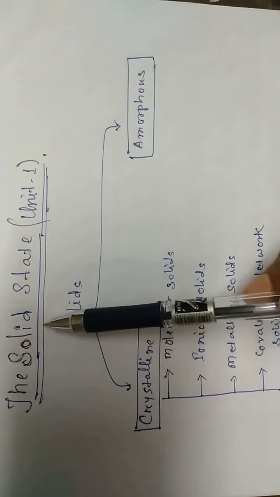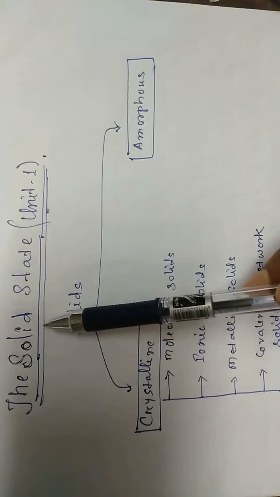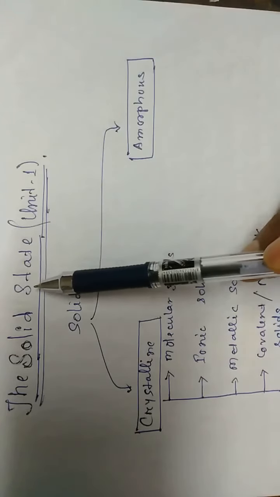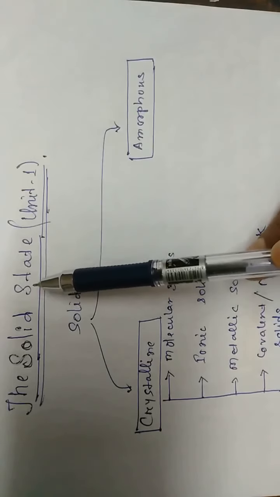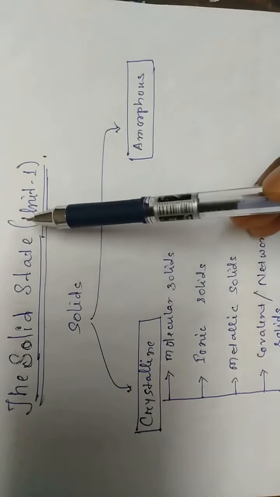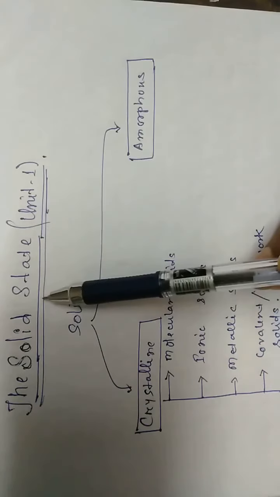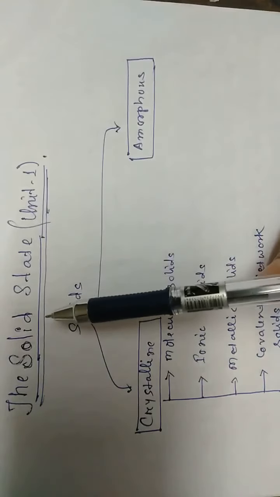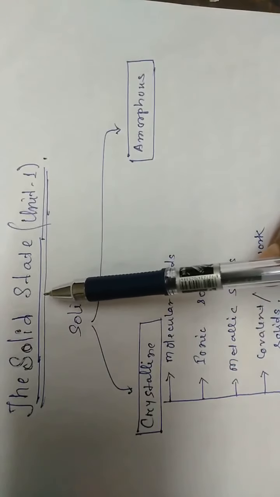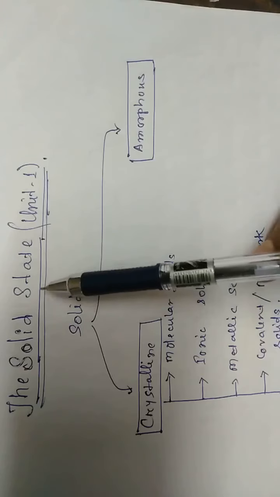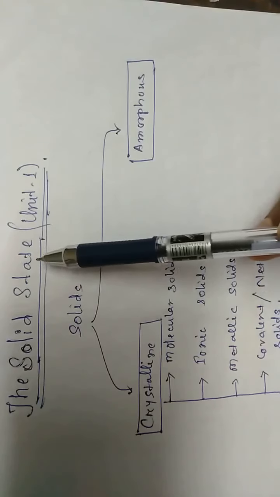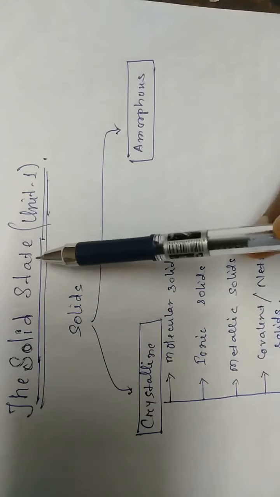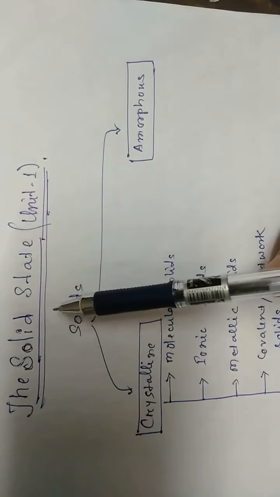So solids are made up of either atoms or molecules or ions. In a particular type of solid, how different types of particles are arranged, we will discuss in this chapter. Some solids contain atoms, some contain molecules, some contain ions. So atoms, molecules and ions in a solid are known as constituent particles of a solid.